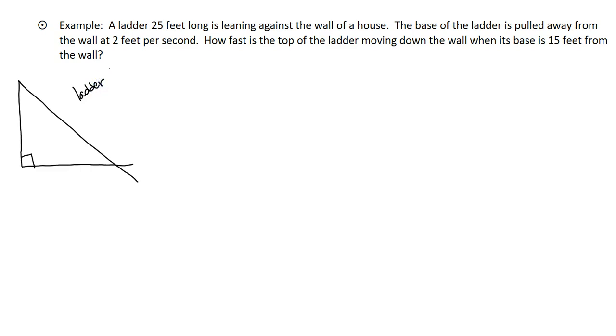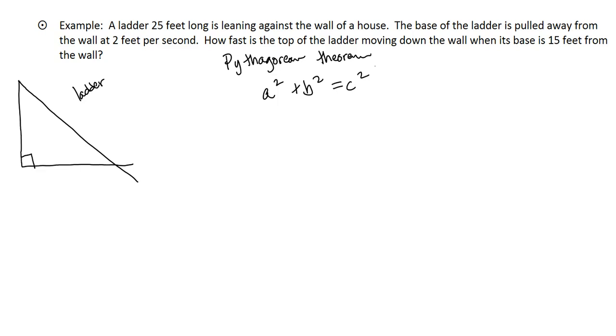So I've got a ladder, and we are told that the ladder is 25 feet long. So this is a right triangle, and we're talking about the sides of a right triangle. So I'm going to assume that we're going to use the Pythagorean theorem. And that is a squared plus b squared equals c squared.